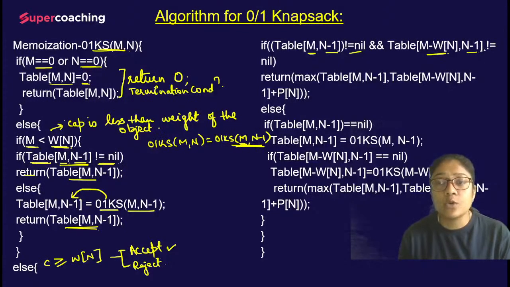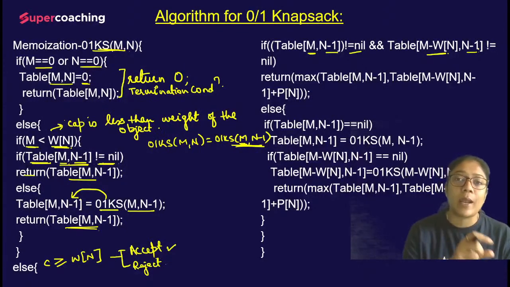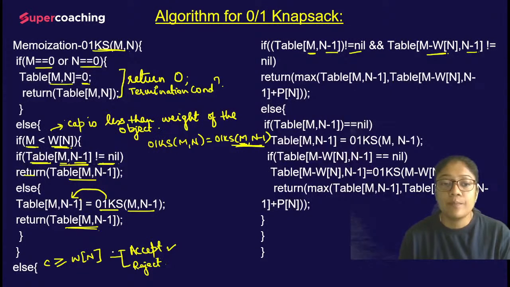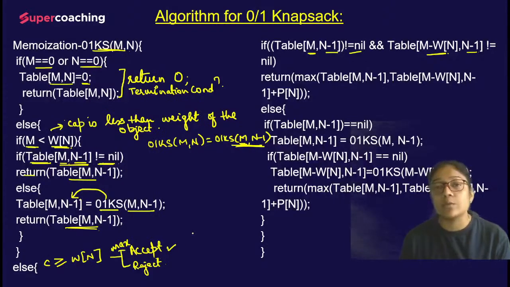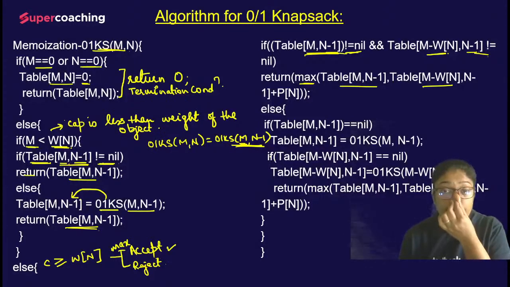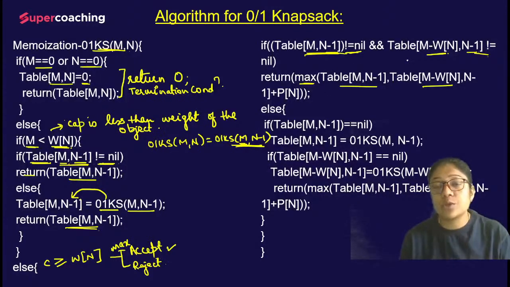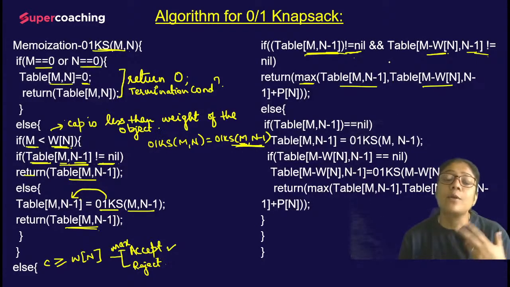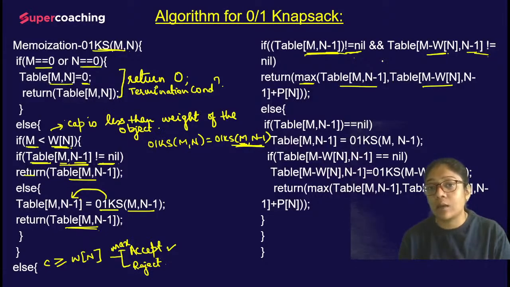If both values are nil, meaning both function calls have already been made, then we'll be returning the value. We need both the values because we have to return the maximum of both. So if both values are not equal to nil, then we return the maximum of these two values. But if any one of the values is not available, then first we have to solve it by making a recursive call.